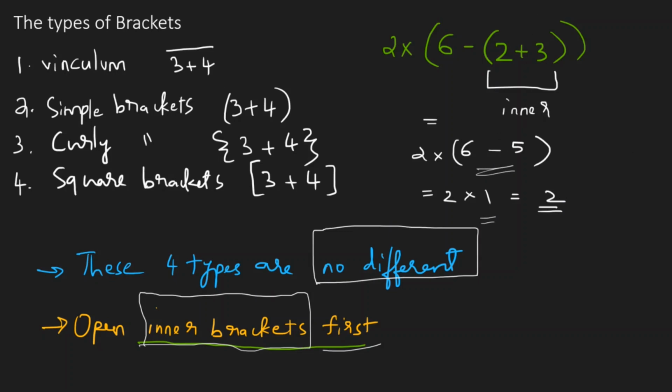Alright, now if all the brackets as we have stated here are no different, are of equal priority, why do you have these 4 types of brackets? The vinculum, simple brackets, curly brackets and square brackets. So what's the need of these different types of brackets? Let's try to understand that. Over here I have an expression. Now there are multiple brackets used and it's difficult to understand which opening bracket corresponds to which closing bracket.